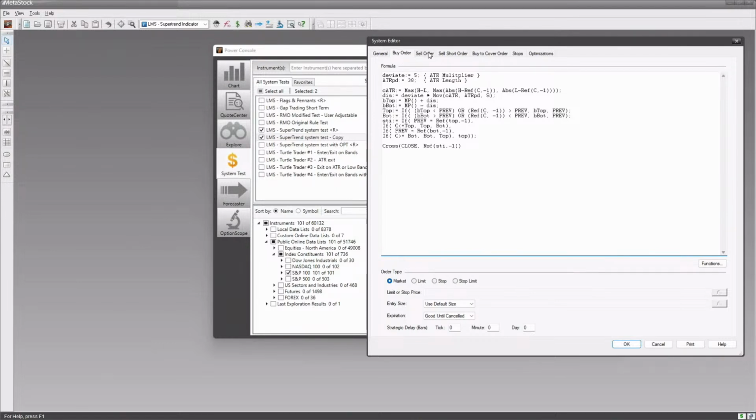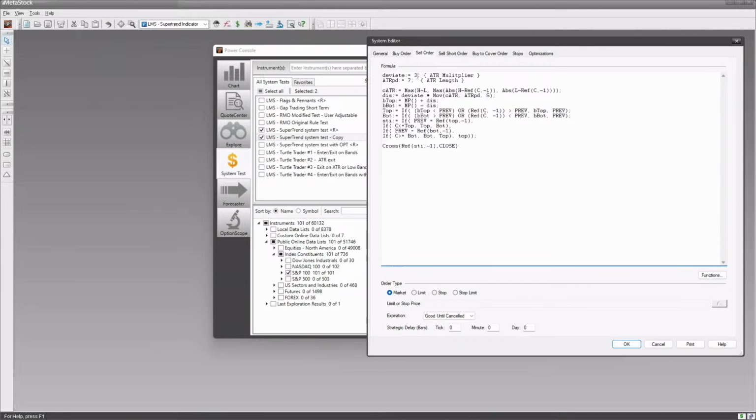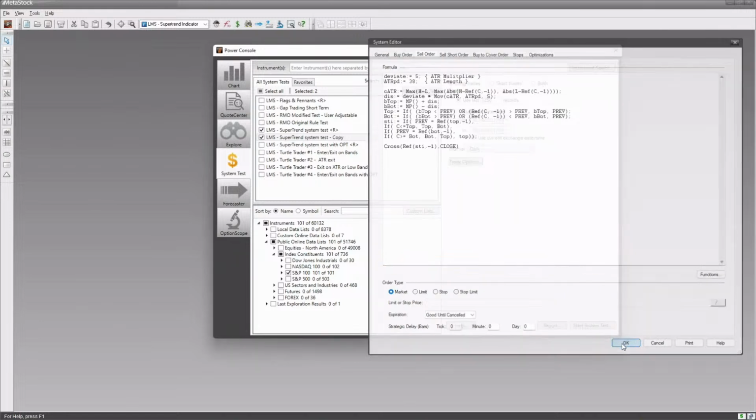And then I'm going to go to the sell order here and do the same thing up here. I'm going to change that multiplier to 5, and I'll change the length here to 38, okay? That way, again, it's going to be buying and selling using the same parameters for the indicator there, all right? So we'll click on OK.